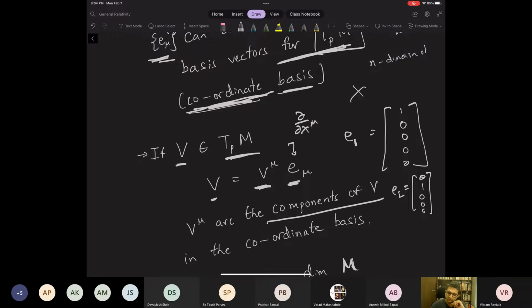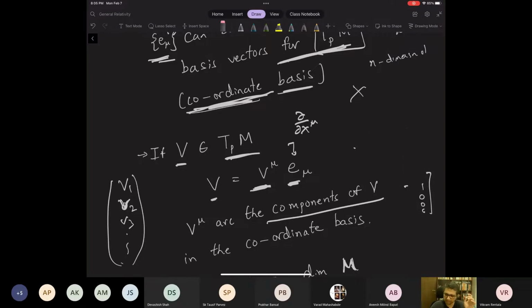And what we're really interested in are the coefficients of these basis vectors. So really, we are interested in something like this: v1, v2, v3. Sorry, the basis you should just think of as some basis, these e mu's, and these coefficients tell us how much we're adding along different directions in this space of basis vectors.